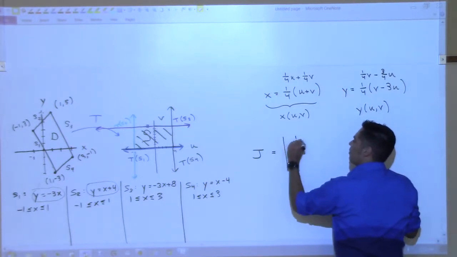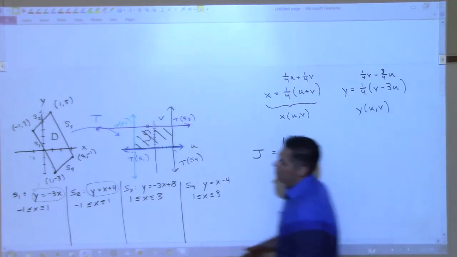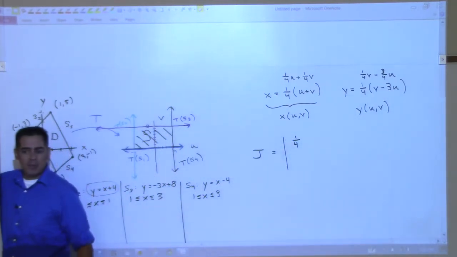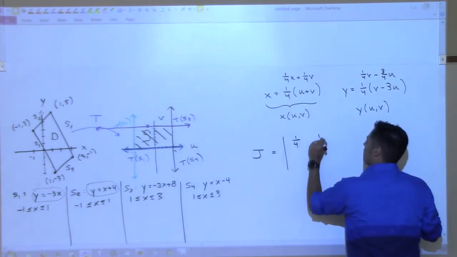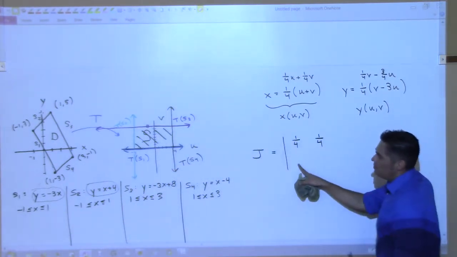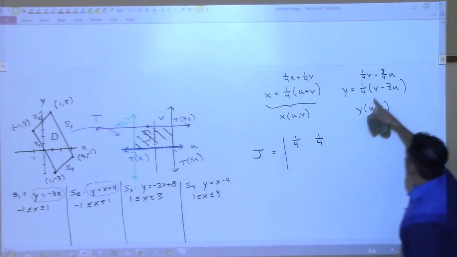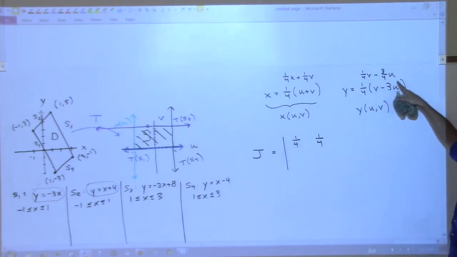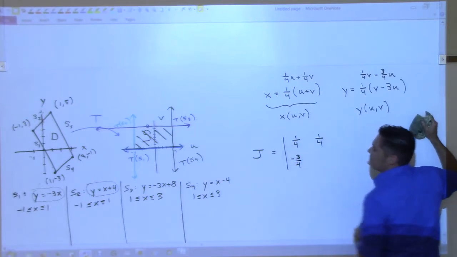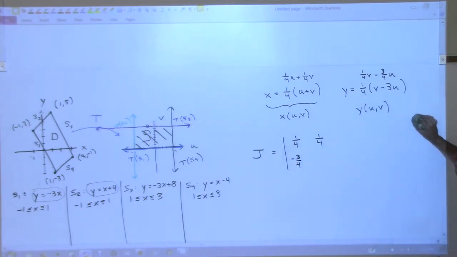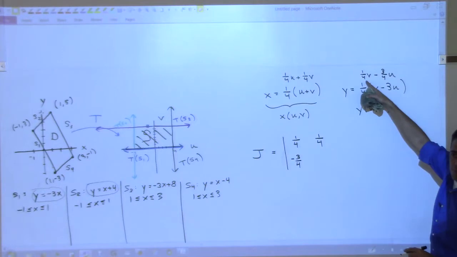1/4. Okay, now I'm going to do this partial of x with respect to v, which is also 1/4. And then the bottom left corner is the partial of y with respect to u, which would be, careful here, negative 3/4. And then the partial of y with respect to v, which would be positive 1/4.